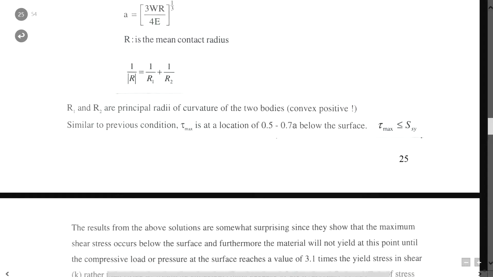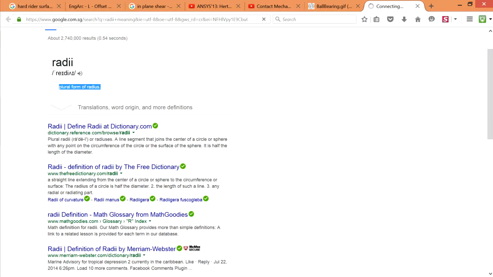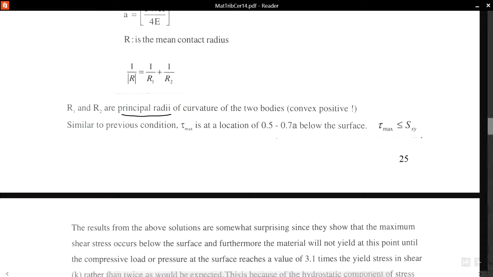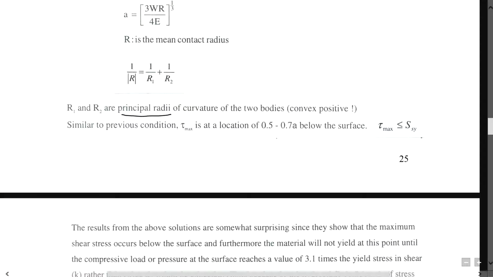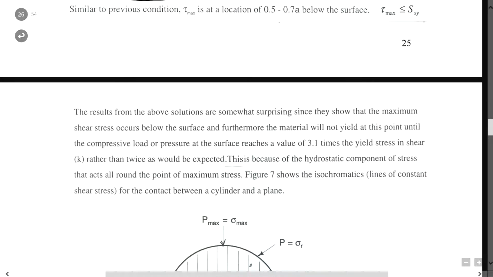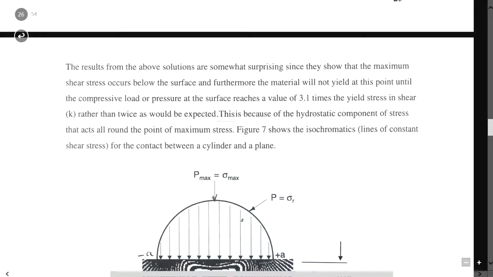The words like principal radii of curvature, it's the plural form for radius. So yeah, it's the principal radius, so you need to know the radius. The results from the above solutions are somewhat surprising, since they show the maximum shear stress occurs below the surface. You can read it yourself. Please read. I pause the video and read.